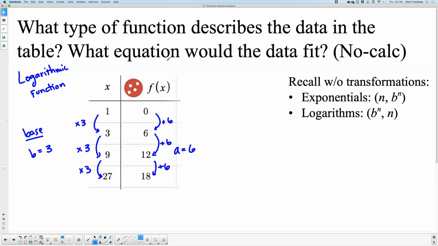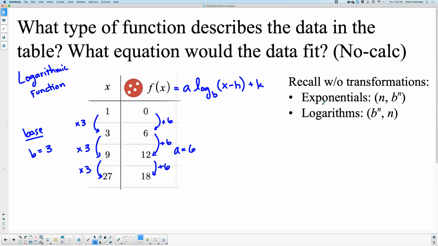So now let's do the harder part. Question 2: what equation would fit the data? Now you told me it's a logarithmic function, correct? For a logarithmic function, they use the letter f of x. F of x is going to follow this model: a log base b of parentheses x minus h, plus k. That's as complex as we're going to get right there. That's your general form.